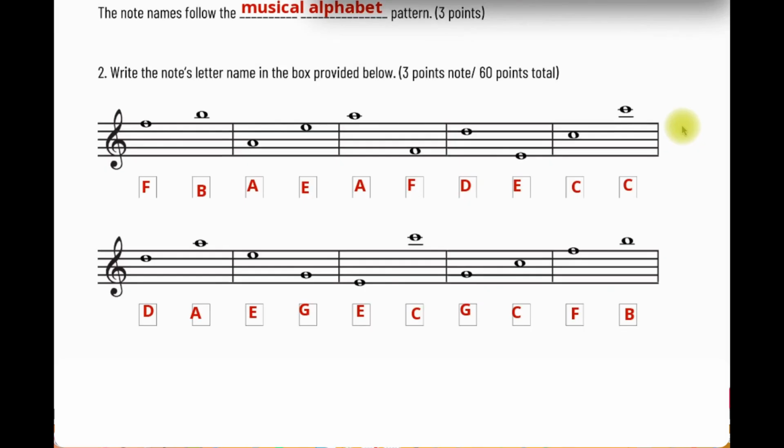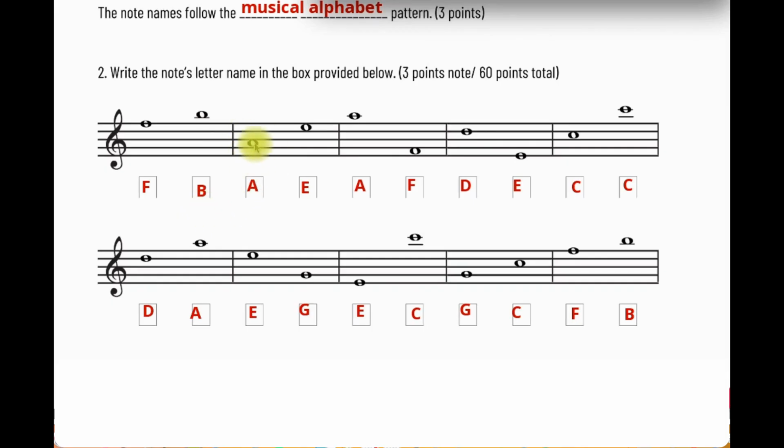Okay. Section 2. Write the note's letter name in the box provided below. This is 3 points for each note for a total of 60 points. Here we have the 5th line, F. We have a ledger line above the treble clef staff, note B.